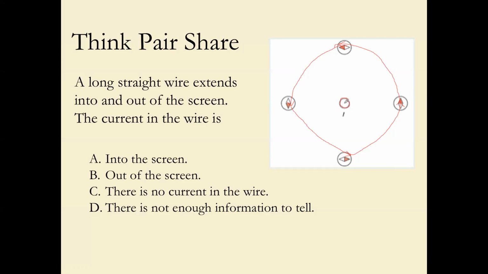Now let's make it out of the page. If you make the current out of the page, point your right thumb in the direction of the current, which means out of the page, and then curve your fingers around. You will see that at this point it is up, at this point it is left, it is down, and here it is right. So that's why we can say that the current in the wire is out of the page, which is B.